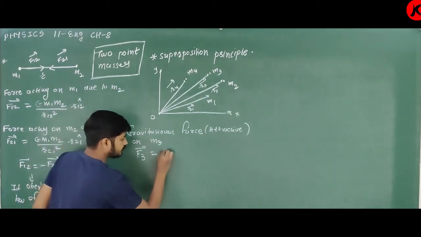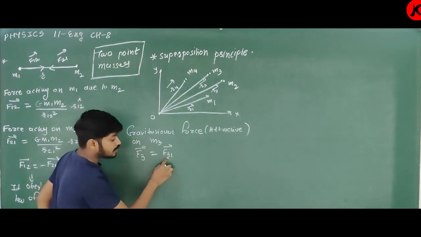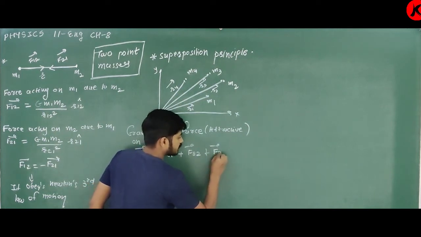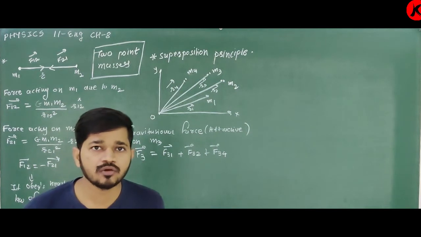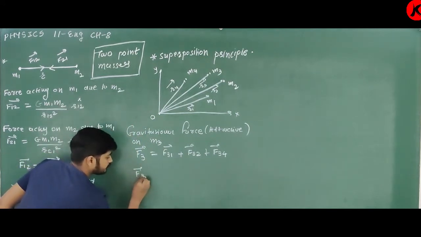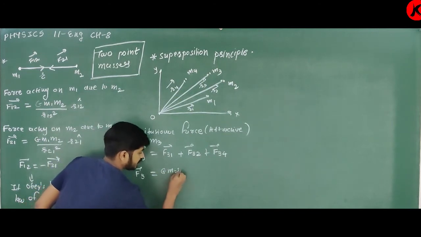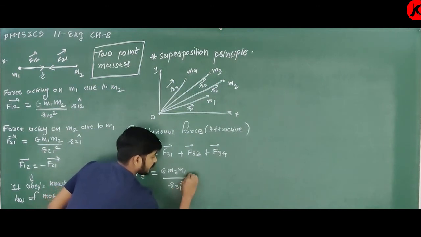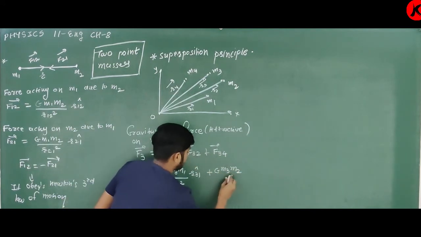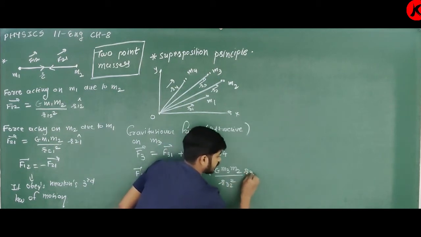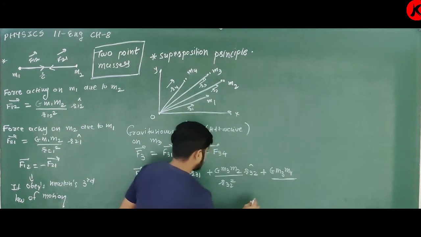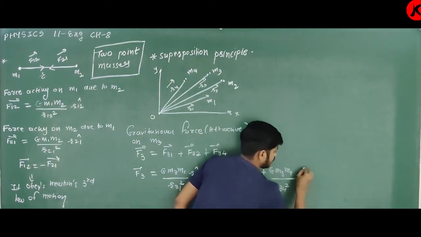The force acting on the third particle is F31, the force on the third particle due to 1, plus the force on the third particle due to 2, plus the force on the third particle due to 4. Simple? Now how to write the equations? F3 is equal to G M3 M1 upon R31 square R31 caret, plus G M3 M2 upon R32 square R32 caret, plus G M3 M4 divided by R34 square R34 caret.